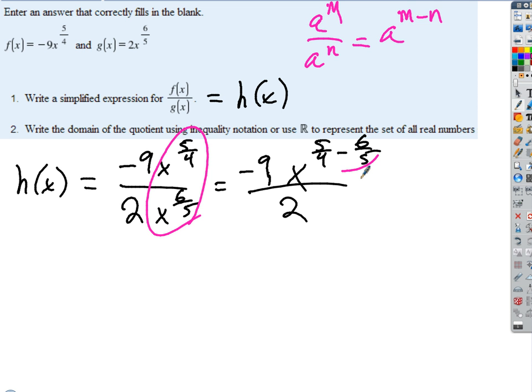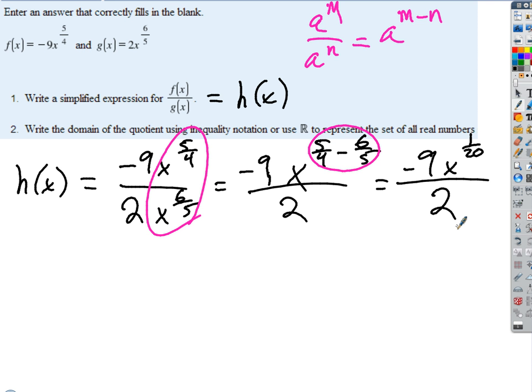So we end up with negative 9x to the 1/20 divided by 2. That's the answer to part A. We'll put that into Moodle and you can see how it works. Everybody sees that, right? That's nothing new. That's just properties of exponents and simplifying.